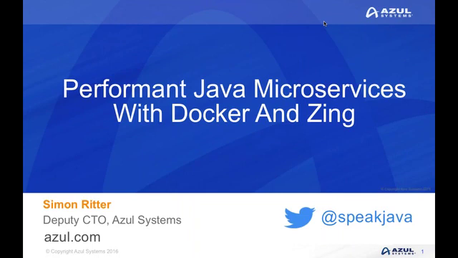Today we're going to be talking about Java, microservices and Docker and how we can use the Zing JVM from Azure to improve performance and make your microservices work in a way which is going to be better for the types of applications you're developing.